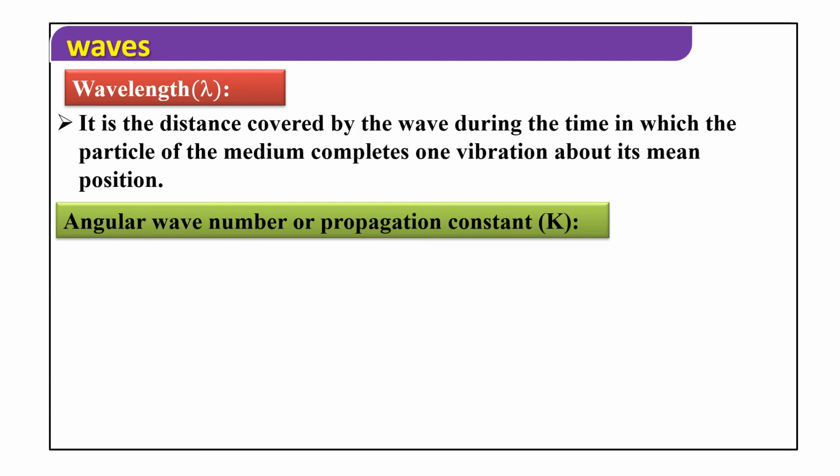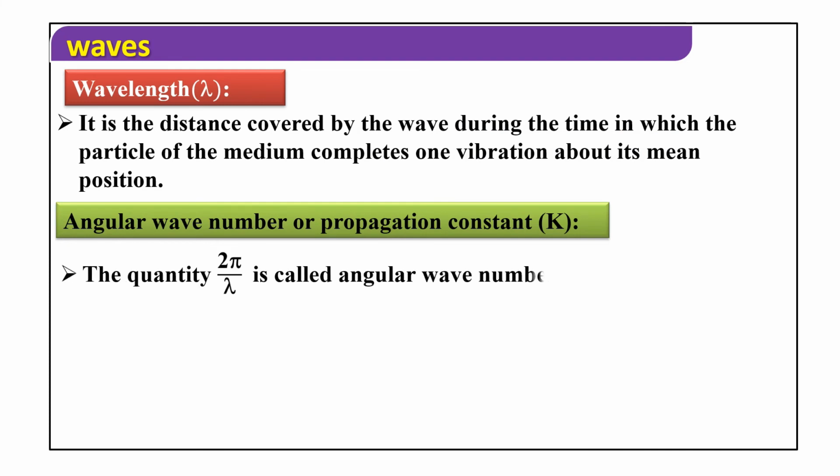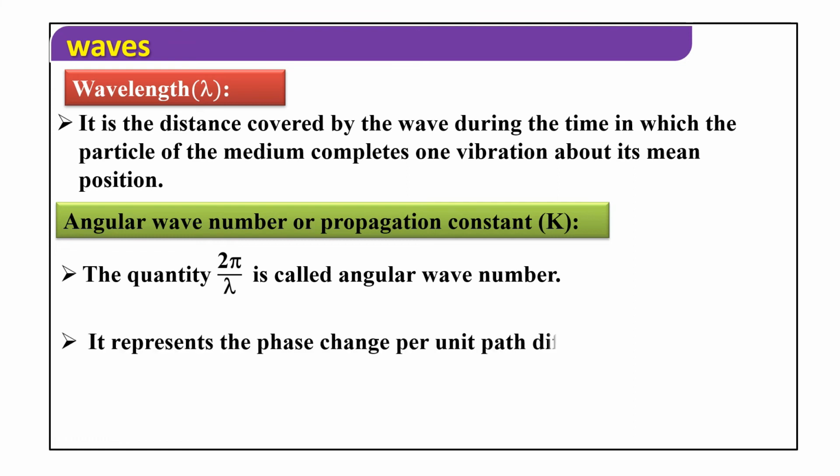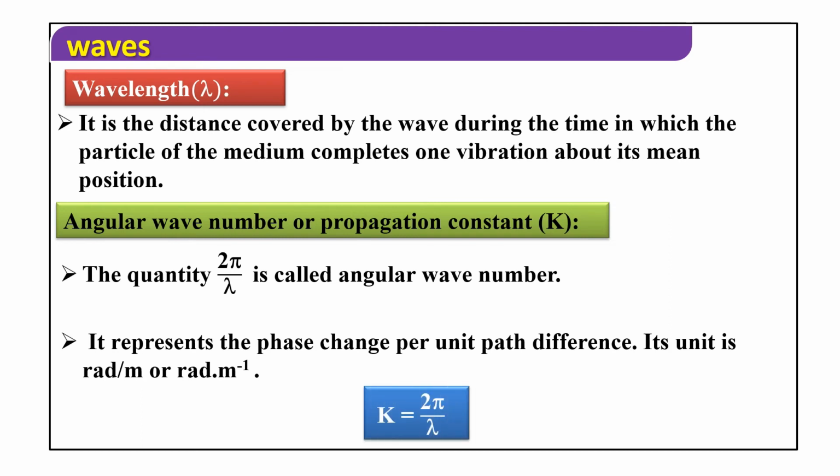Angular wave number or propagation constant, k. The quantity 2 pi by lambda is called angular wave number. It represents the phase change per unit path difference. Its unit is radian per meter or radians meter inverse. k is equal to 2 pi by lambda.